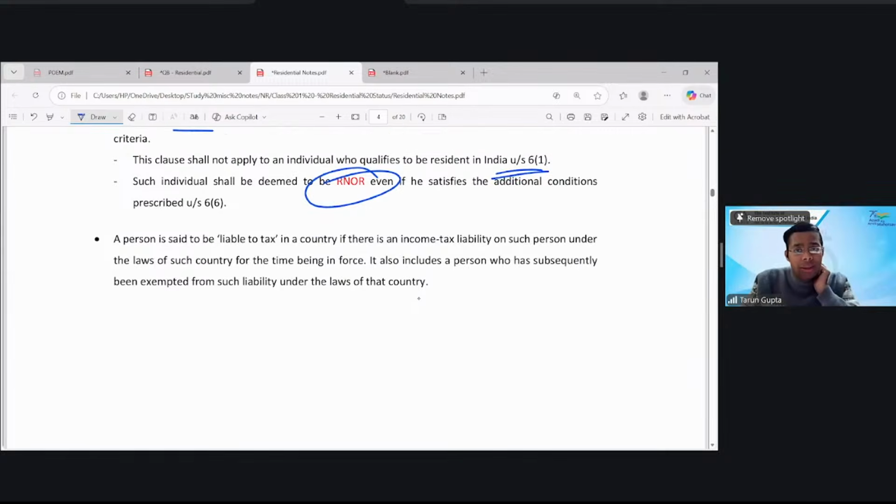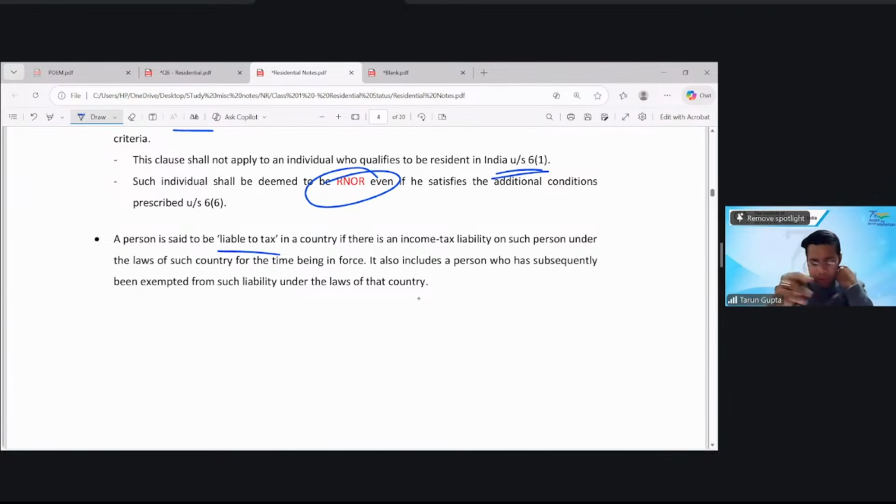What do you mean by liable to tax? It means there should be a liability on you in that country, a liability of income tax on you, irrespective of whether you are exempted or not. There should be a liability. You may later be exempted.